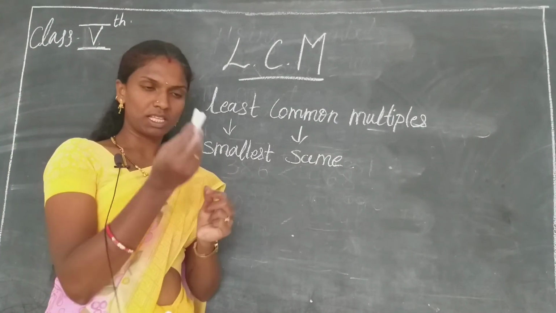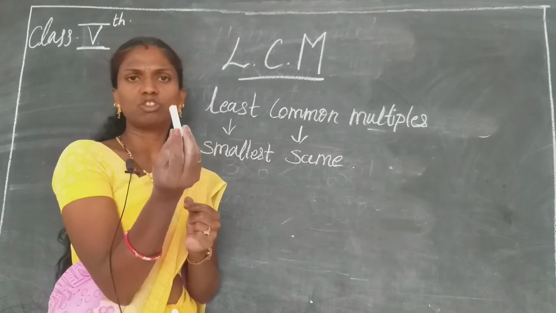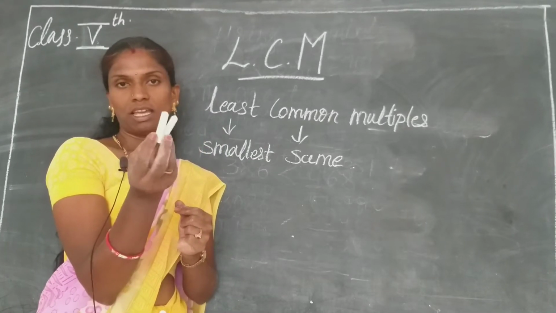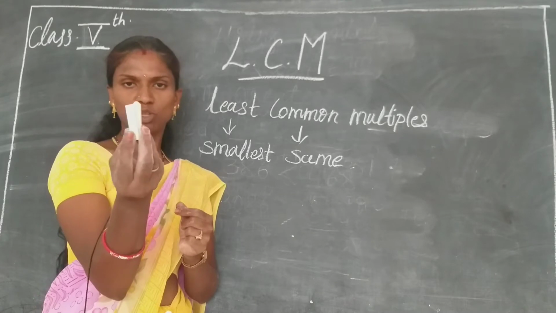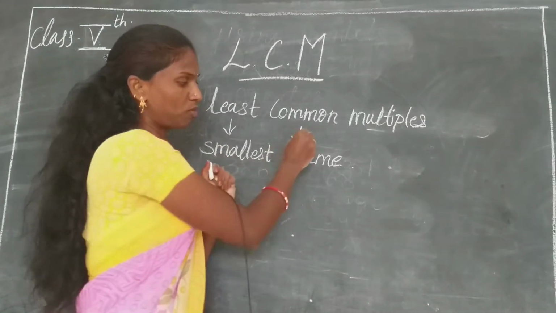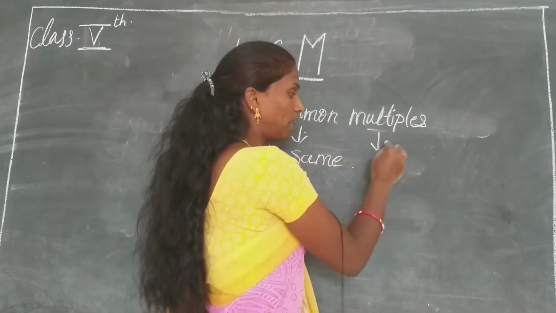What do you observe among these two chalk pieces? Both chalk pieces are the same color. Yes, same color. Which color? White color. So both the chalk pieces have the same color. Common means same. What are the multiples?